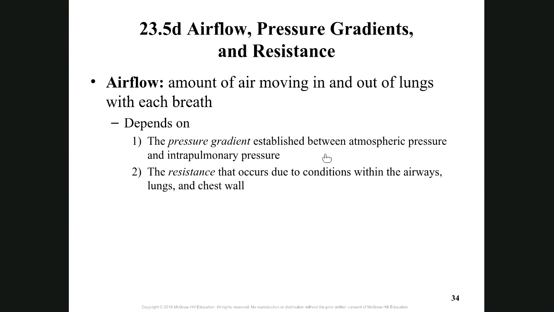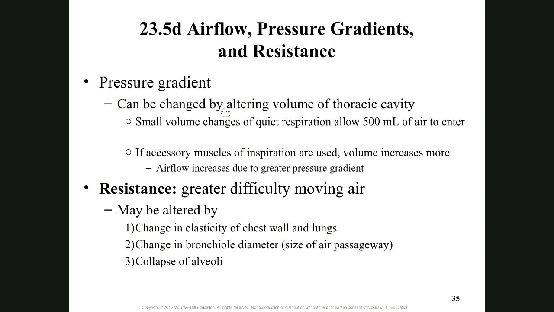So the pressure gradient can affect our airflow, and the resistance can also affect our airflow, and it occurs due to different conditions which we have in our airways, in the lungs, and also in our chest. The pressure gradient can be changed by a change in the volume of our thoracic cavity. The small changes in volume in our quiet respiration allow about 500 milliliters of air to come inside and 500 milliliters to go out.